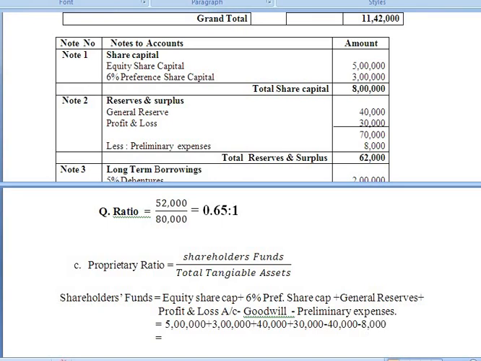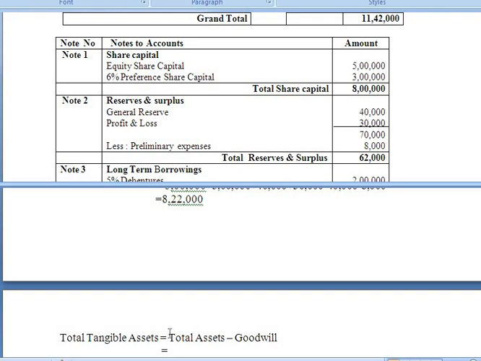So which all information we have taken here, which all amounts we have taken? Equity share capital rupees 5 lakh, 6% preference share capital rupees 3 lakh, plus general reserve rupees 40,000, profit and loss account balance rupees 30,000, minus goodwill rupees 40,000 and preliminary expenses rupees 8,000. Okay. So 5 lakh plus 3 lakh plus 40,000 plus 30,000 minus 40,000 minus 8,000 is equal to 8,22,000. Okay. So right here 8,22,000. Done. Now we got the amount of shareholders funds.